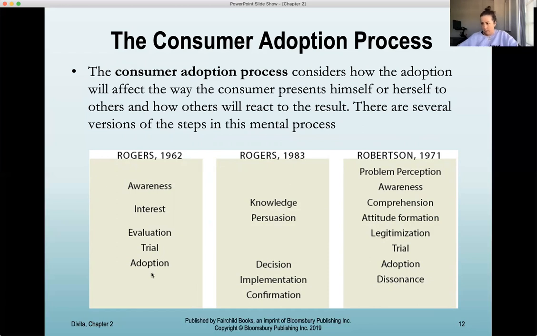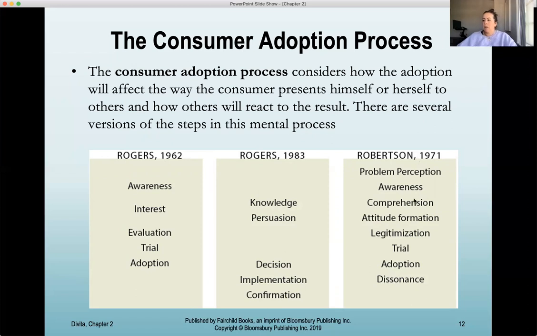That's where we start. Once we go through that, we go through our knowledge and our persuasion of the trend or adopting a trend or a good. We make the decision, we implement it, and we confirm it. So this is how it's changed throughout the years.